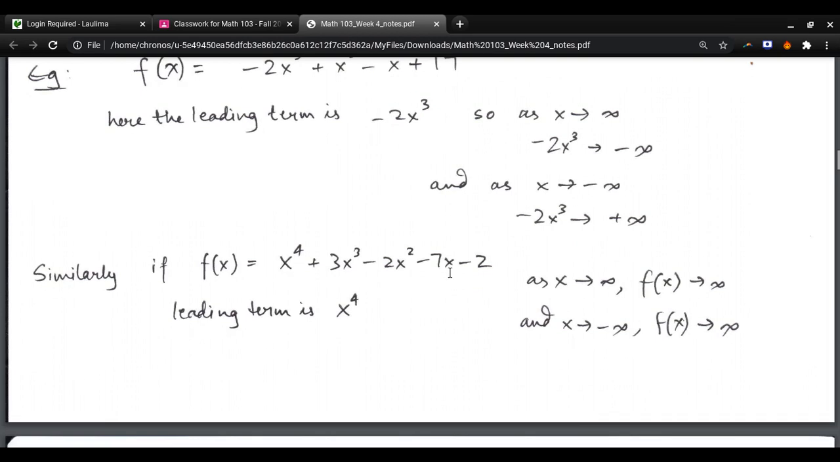Similarly, if you take this particular example, the leading term is x to the 4, something different happens here. What happens is as x goes to infinity, f of x also goes to infinity, and as x goes to negative infinity, f of x still goes to infinity. Why? Because you're taking a power of 4, so even if it's a negative number, when you multiply it with itself 4 times, it becomes positive.